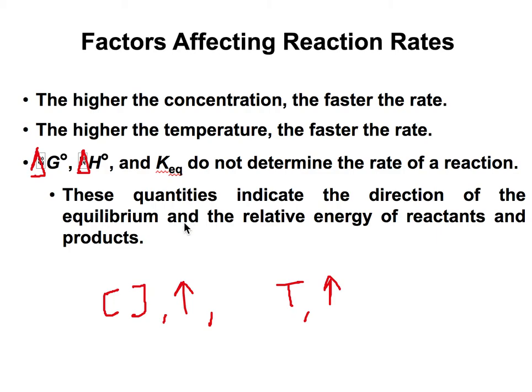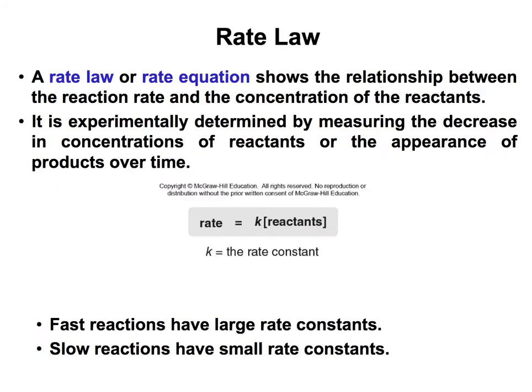So the thermodynamics tell us if the reaction is going to proceed or not, but the reaction rates tell us how fast that reaction is going to proceed. So the rate law is represented by this expression right here. The rate is equal to the concentration of the reactants times the K. The K is constant. So fast reactions will have large rate constants, and slow reactions will have small rate constants.